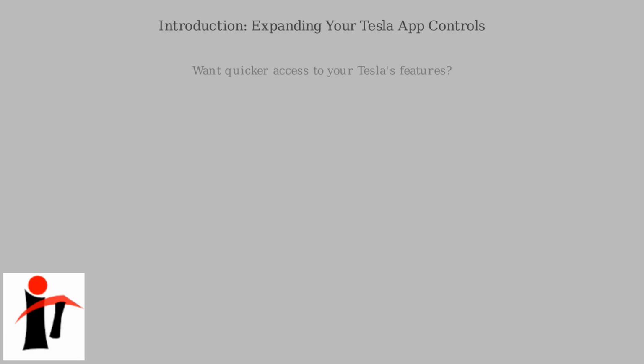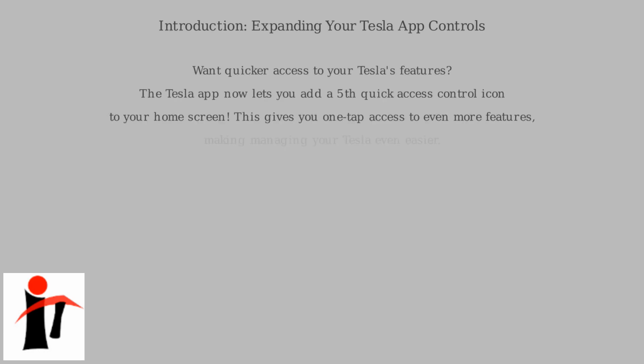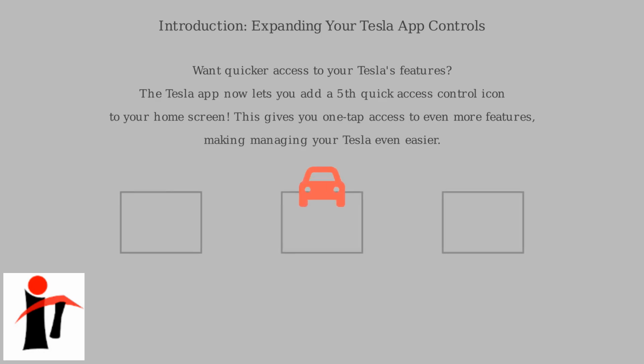Want quicker access to your Tesla's features? The Tesla app now lets you add a fifth quick access control icon to your home screen. This gives you one-tap access to even more features, making managing your Tesla even easier.